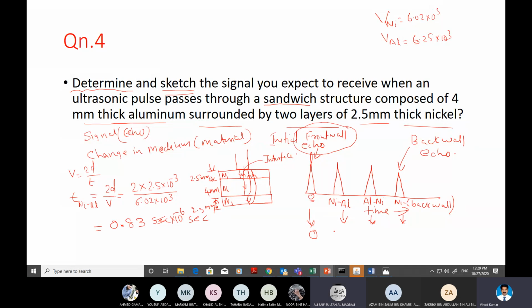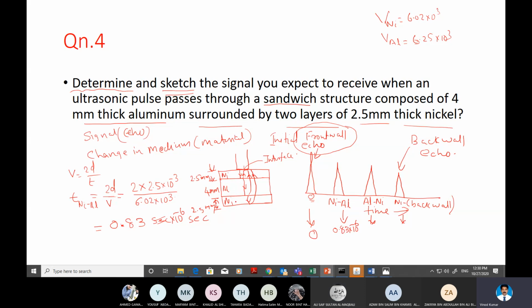So here what we will write? Here we will write 0.83 multiplied by 10 to the power minus 6. Is that clear? We finished the first one. Done? Yes, done. Now we proceed to the next material, which is aluminium.